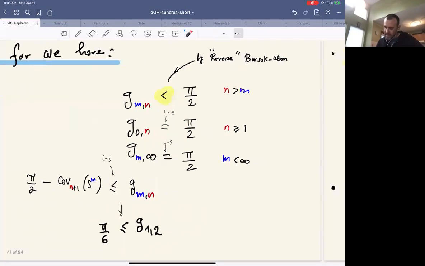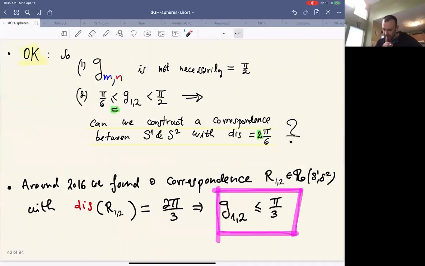So at some point we started thinking, well, we know this for the case of S1 against S2, and we were trying to close the deal. And by that we mean, could it be that I can prove an upper bound of pi by 6 here, so that I can finally put to rest the question of computing G12. So that leads to asking, of course, can we find a correspondence between S1 and S2 with distortion 2 times pi by 6? Remember that there's a 2 that allows you to translate between distortion and Gromov-Hausdorff.